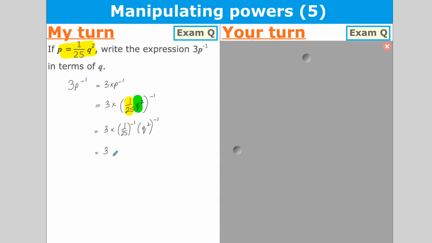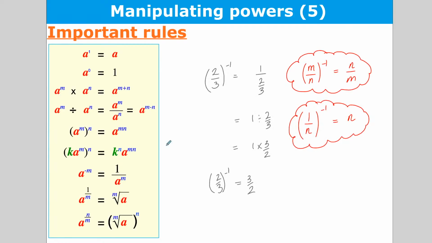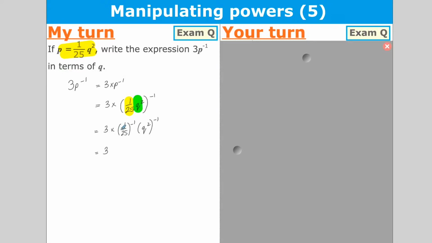Now, that's a 3. Remember what I said at the start, 1 over 25 to the negative 1 just gives you 25, right? We talked about that right at the start when I brought those rules out for you. That's why I mentioned them. So 1 over 25 to the negative 1 is just 25. So replace that by 25.